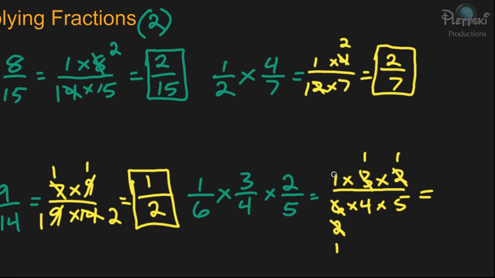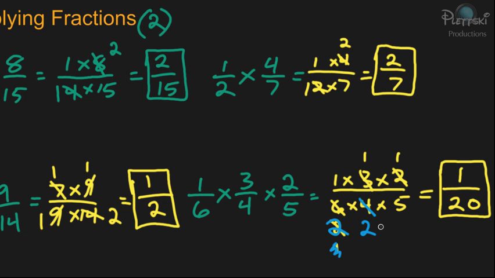And now we have on the top 1 times 1 times 1, which is 1. And on the bottom we have 1 times 4, which is 4, and then 4 times 5 is 20. So we have 1/20. Now if you had chosen to leave that 2 on the bottom and divided the 4 by 2 instead, 4 divided by 2 is just 2, you'll get the same answer because 2 times 2 is 4 and 4 times 5 is 20. So it doesn't matter which one you divided by 2, you'll get the same answer.